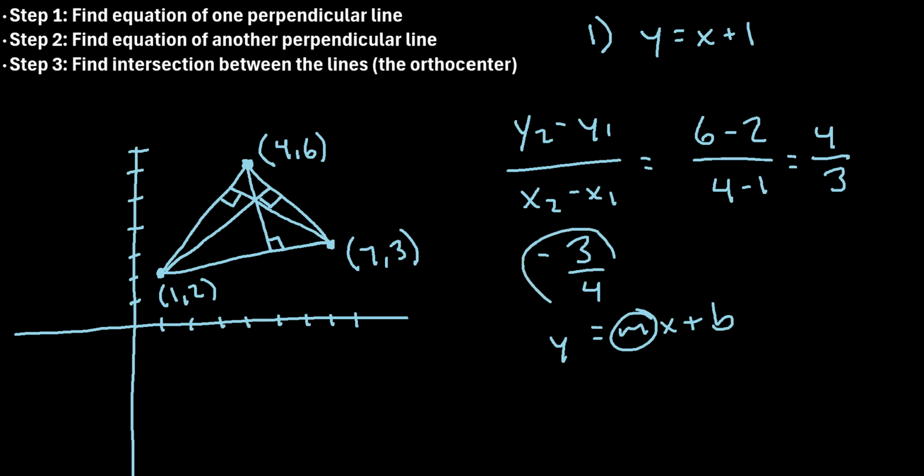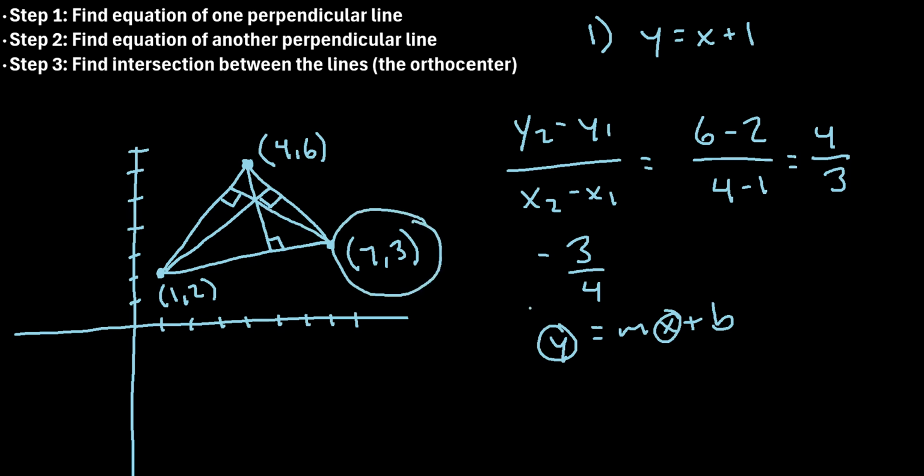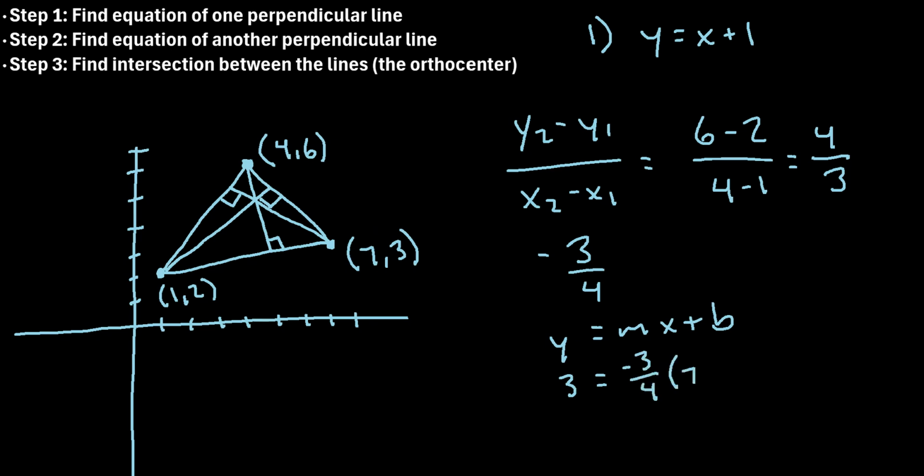The m is our negative 3/4 that we just found. And for x and y, we can plug in the xy coordinates of a point that lies on this line. So that would be these xy coordinates. So here's what we can say. We can plug in a 3 for y, so we'll say 3 is equal to m we just found, which is negative 3/4. And for x, we'll plug in a 7. And then we have plus b. So we're trying to solve for b.